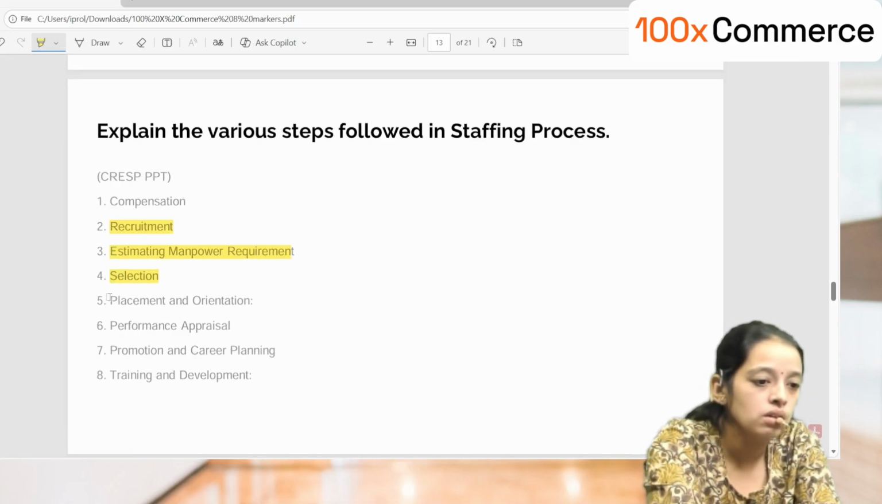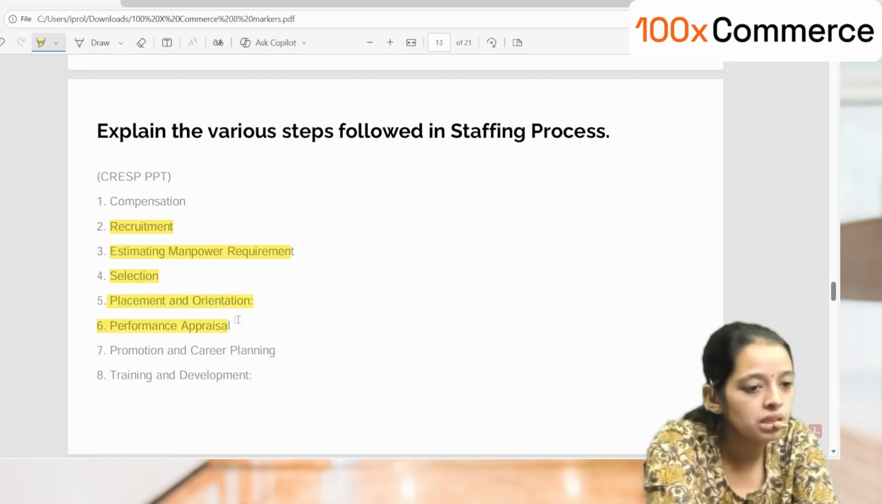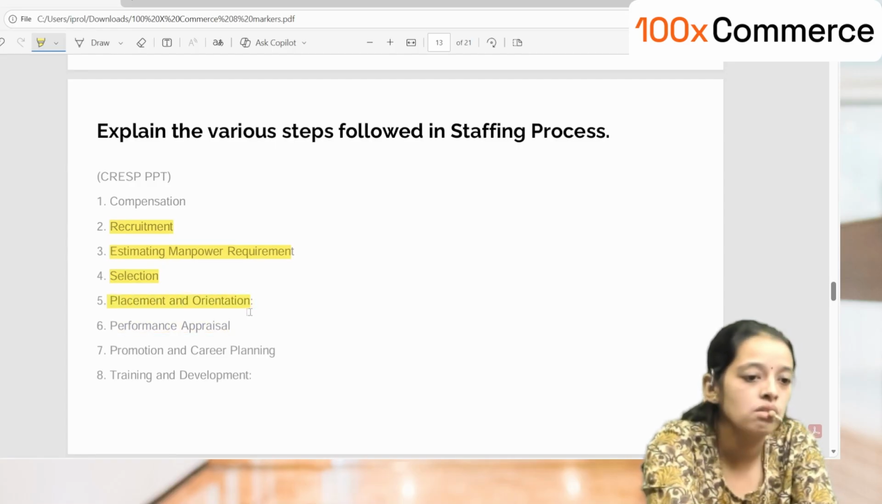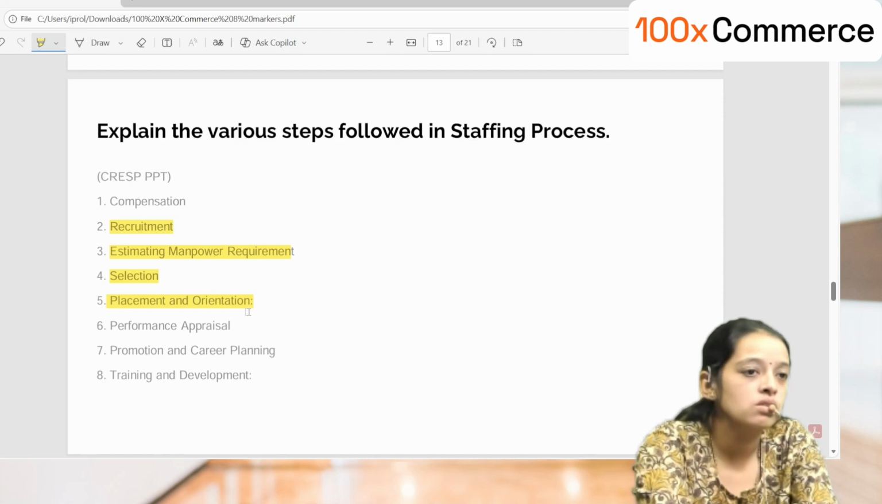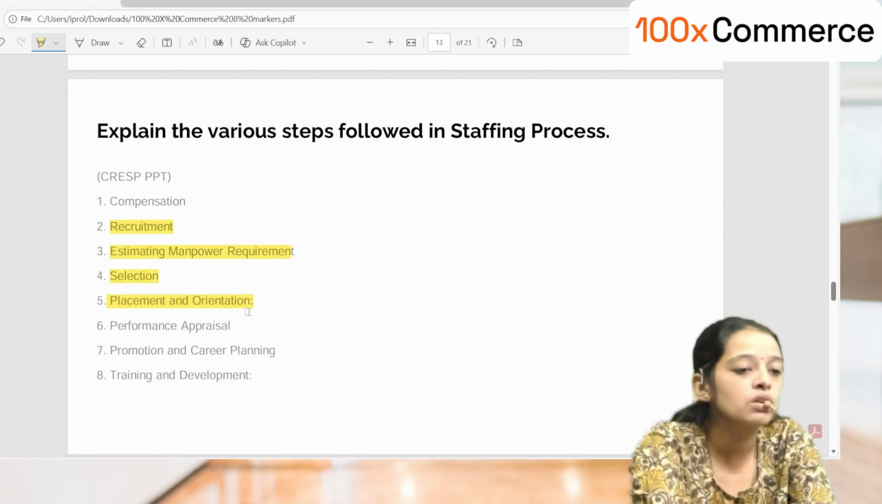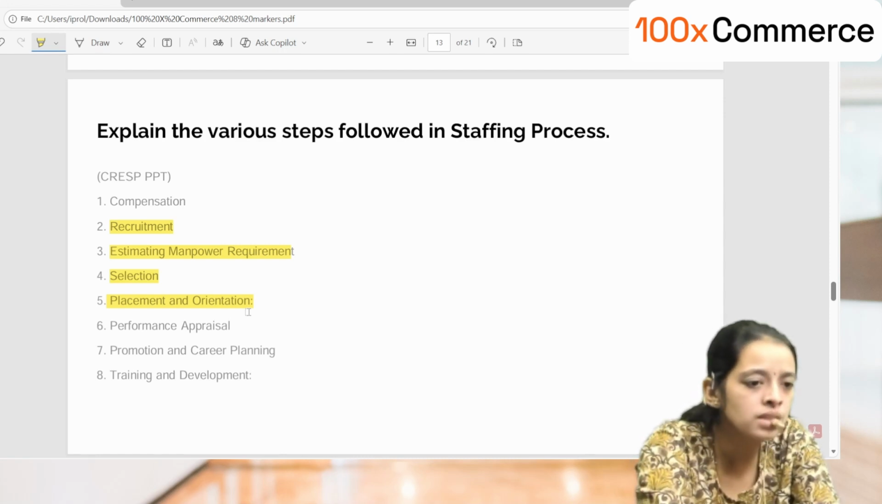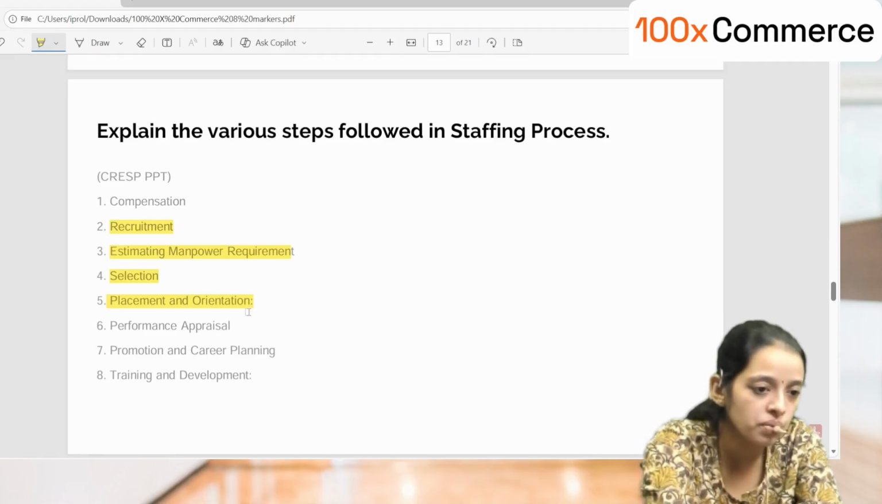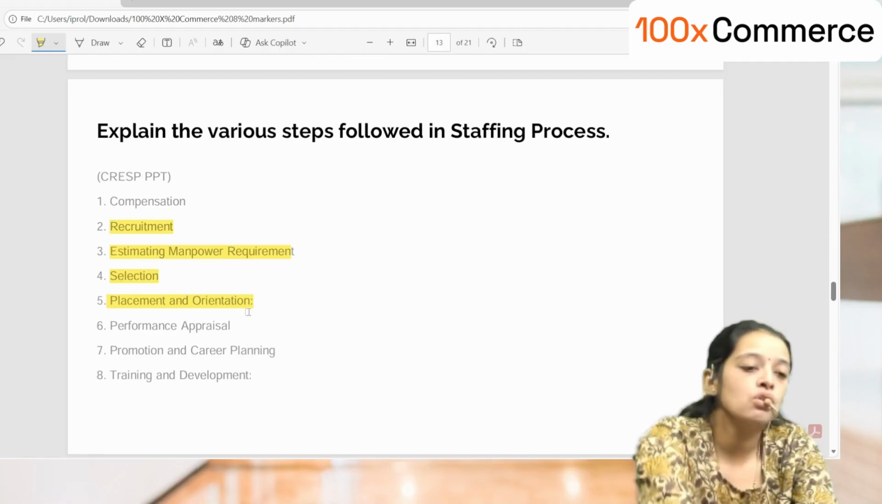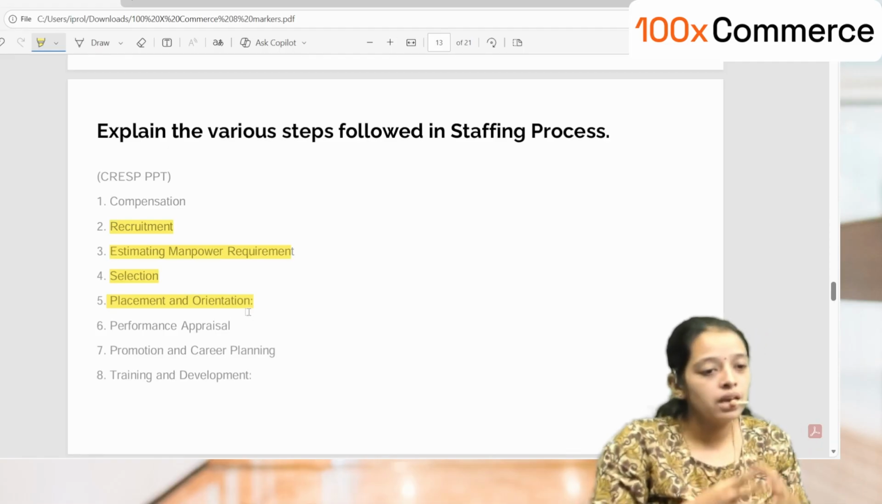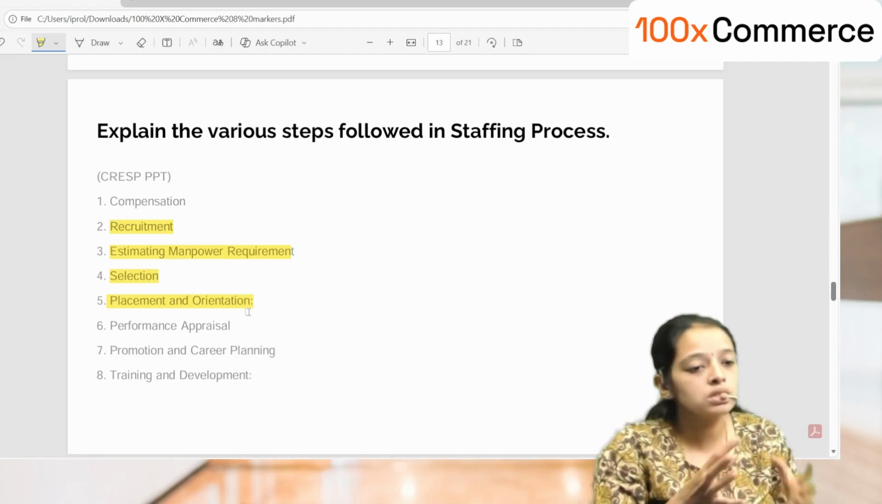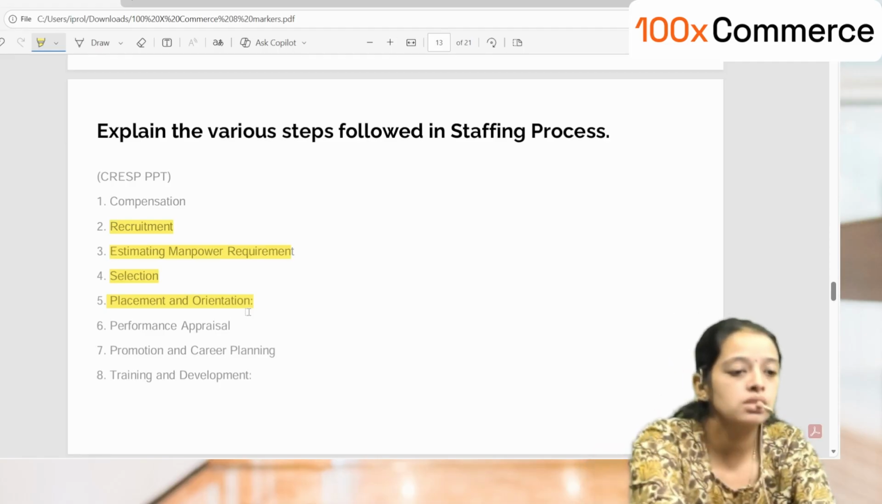Next thing that comes is placement and orientation. That is, once the selected employee is there, he will be placed at a proper location or an office, and they are going to give him all the necessary information about the workplace. And orientation or induction is all about familiarizing the selected candidates with the rules and regulations that are necessary.